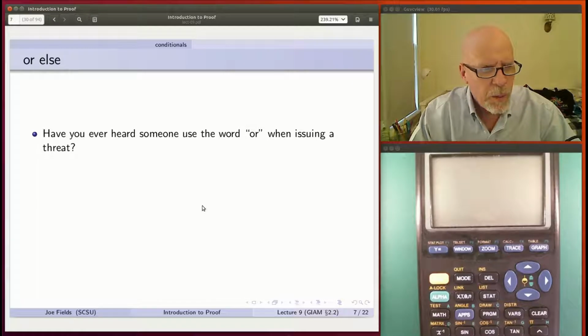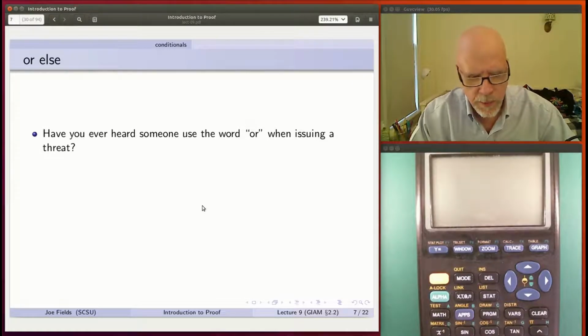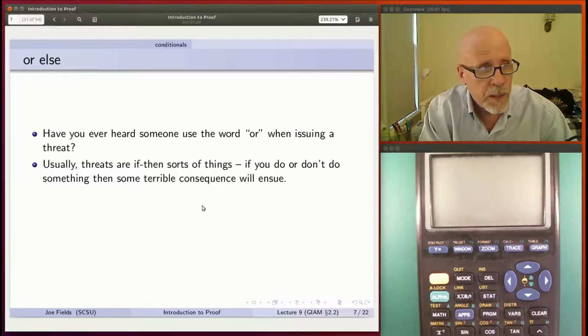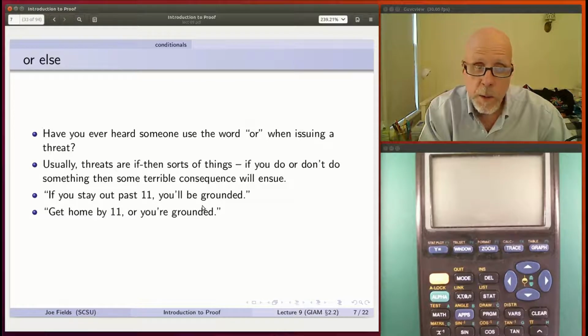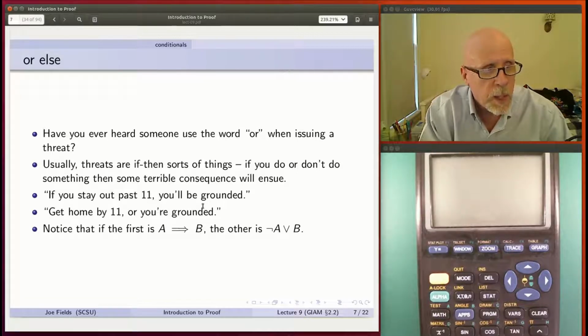Have you ever heard people use the word or when they're issuing a threat? Saying or else, right? Usually threats, though, are if-then sentences of some sort, right? If you do or don't do something, then some consequence is supposed to follow. But here's an example. A parent might say to their teenage kid, if you stay out past 11, you'll be grounded. Could they say this too? Get home by 11 or you're grounded. It's kind of a mean parent. I think 11's a little early, but whatever.